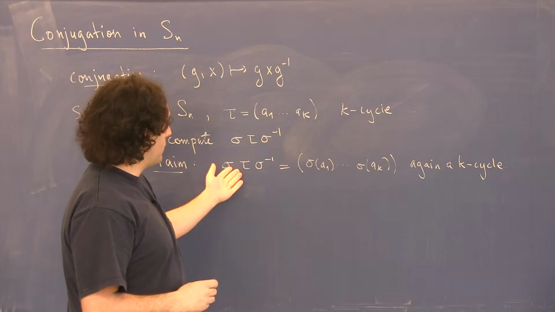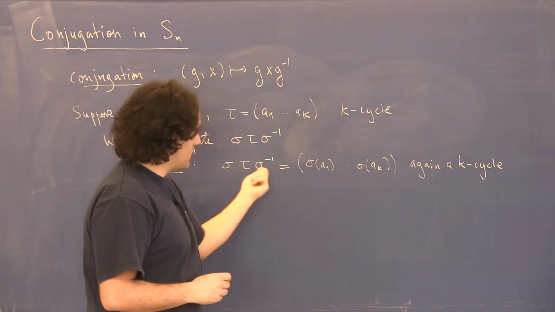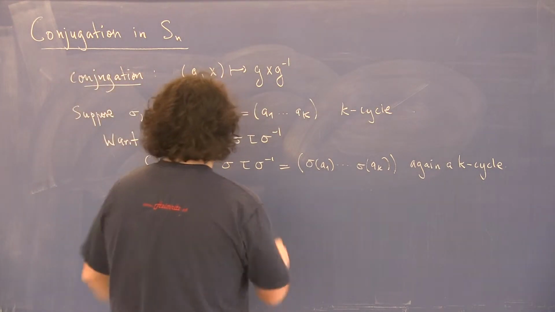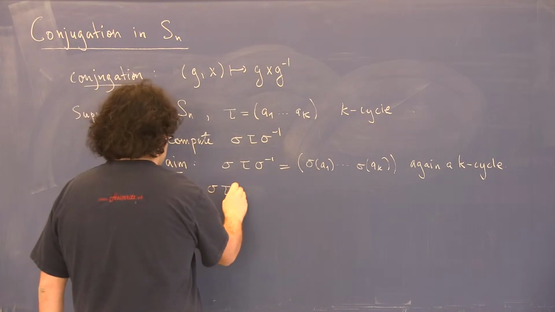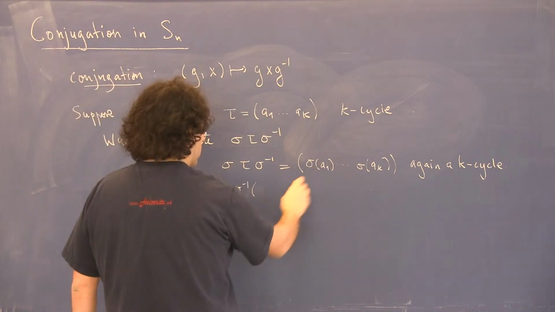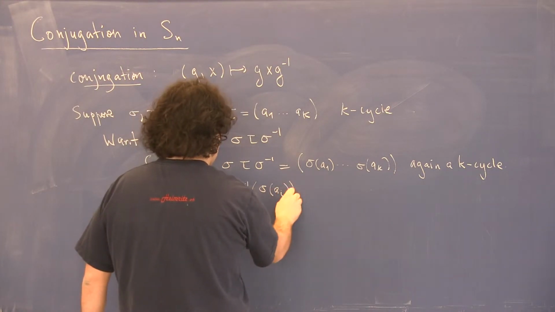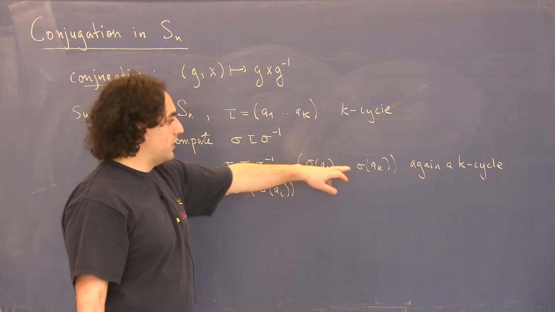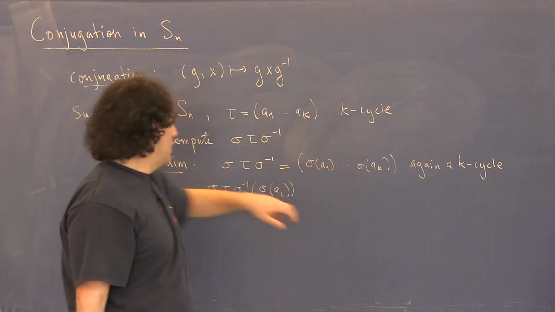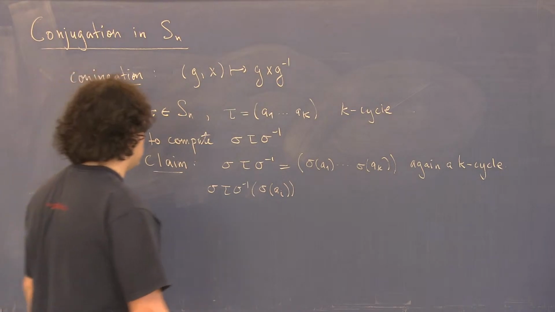Now, how do we go about checking that this is correct? Well, these permutations are functions. It's sufficient and necessary to check that they have the same values on all points. So let's plug in something of the form sigma of ai. If I have a number that is not sigma of something, then on the right, this k-cycle fixes it, and then it's easy to see that also on the left it's fixed. So this is the interesting case to consider.